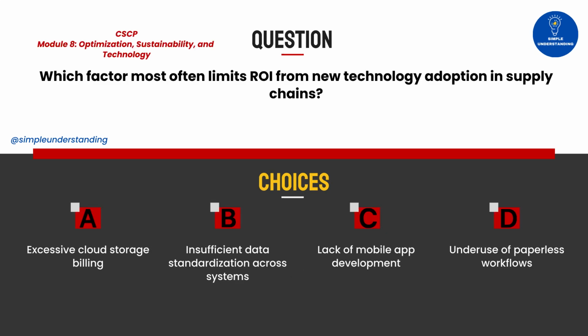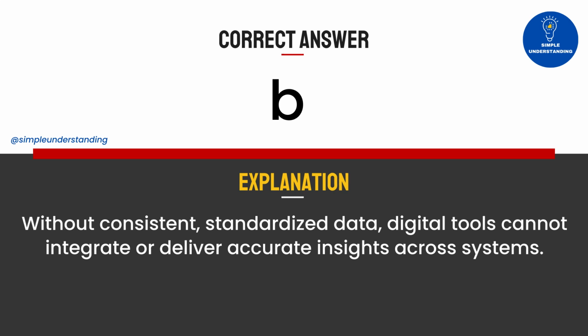14. Which factor most often limits ROI from new technology adoption in supply chains? A. Excessive cloud storage billing. B. Insufficient data standardization across systems. C. Lack of mobile app development. D. Underuse of paperless workflows. Correct answer: B. Explanation: Without standardized data formats, digital systems can't fully integrate, limiting value extraction.